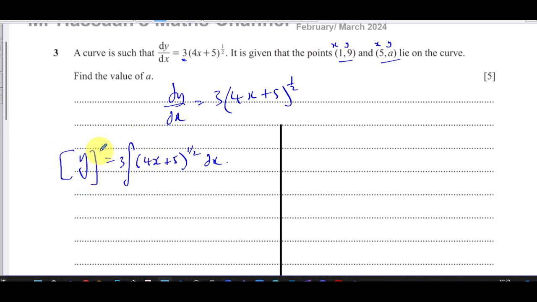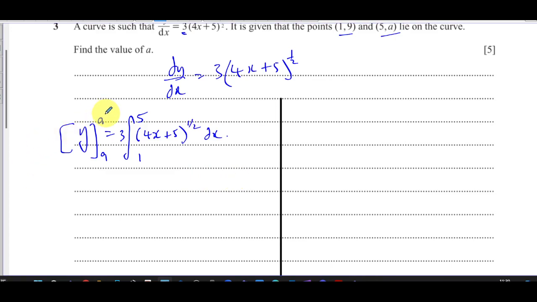So I know I want to find what a is. Now, a is the y coordinate when x is equal to 5. They correspond to each other. And I know that when y is 9, x is 1. If I now solve this, I'll end up getting my a directly. All right. So now I can put these straight into here because y has already been integrated, you could say. So that's going to be a minus 9 is equal to 3 times.